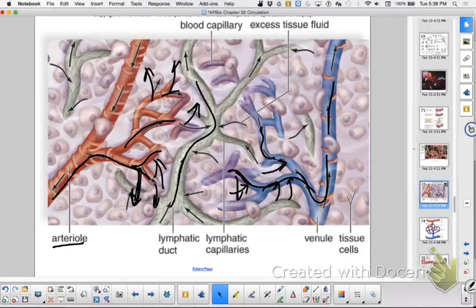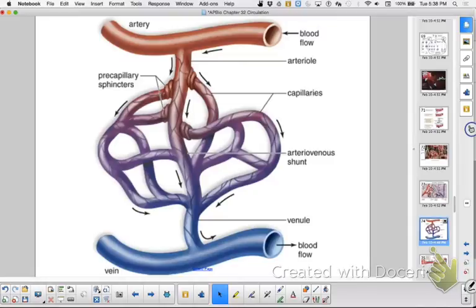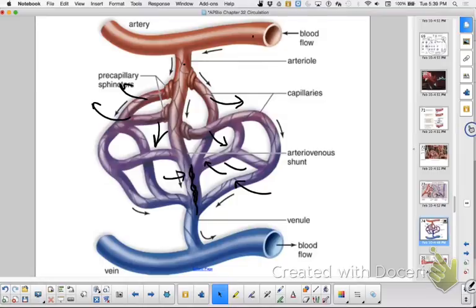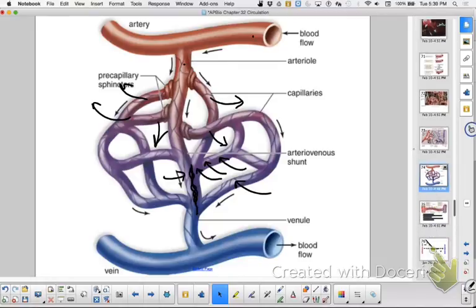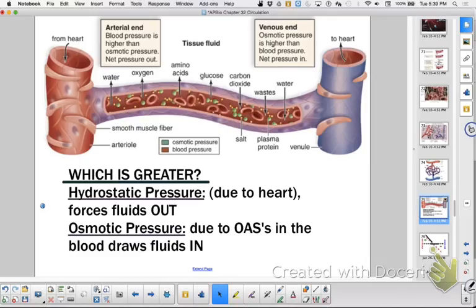So when we look at this picture, we can see your artery, an arteriole, and your capillary bed. At this end of your capillary bed, the out pressure wins. So out comes the oxygen, out comes the nutrients. By the time you get to the venular end, the osmotic pressure, due to the substances in the blood, draws fluid back in. They're drawing back in the CO2, they're drawing back in the waste. Whatever doesn't get picked up by the venular end, the lymphatic system is going to pick up.